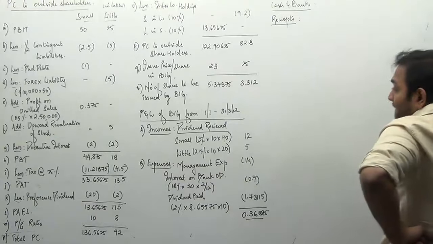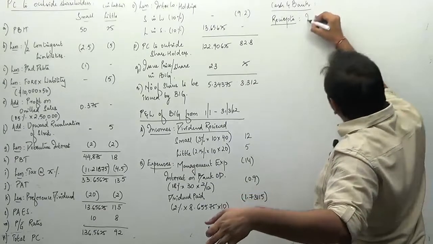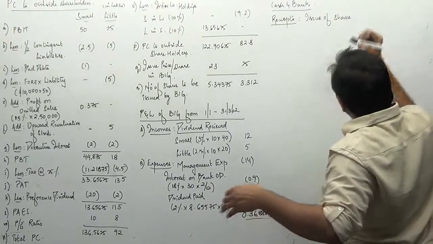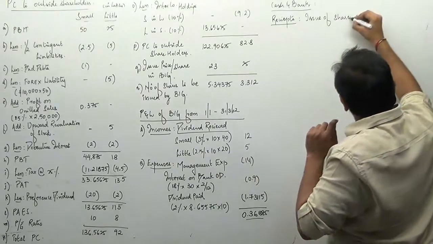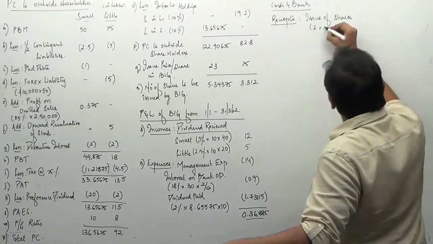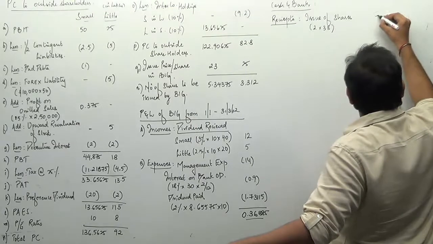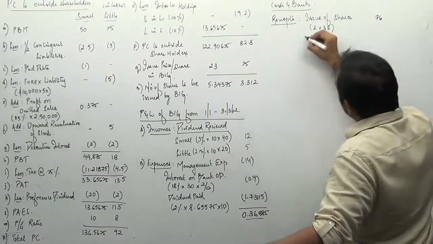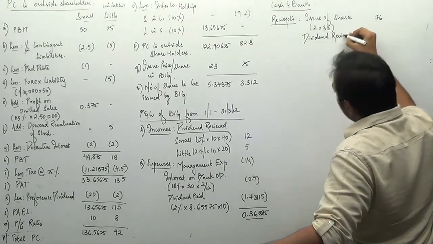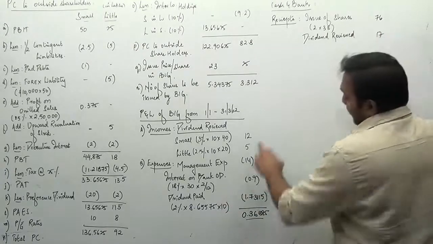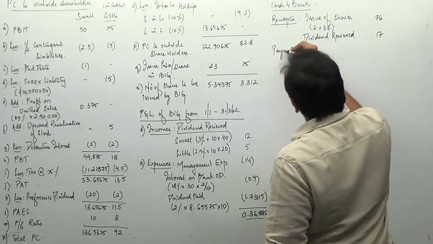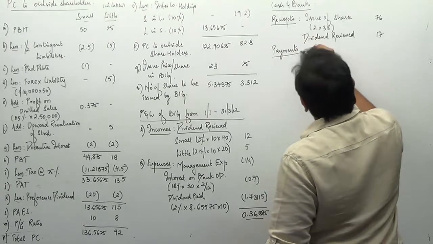Receipts. Issue of shares are there. To that VCF, we have issued some shares. 2 lakh shares issued at a premium of point number 3, 28, that means issue price is 38.76. Dividend received, this is also a receipt, 17, 12 plus 5.